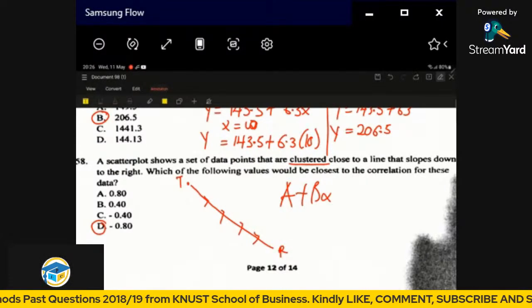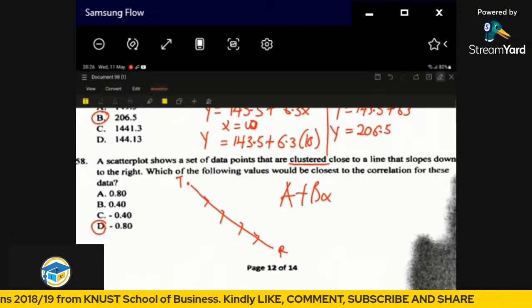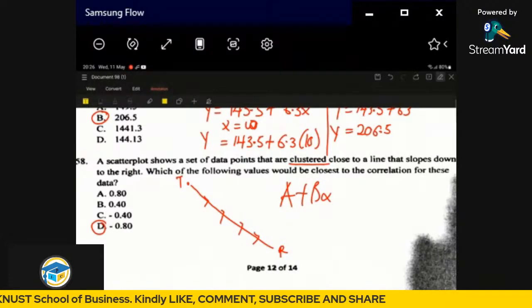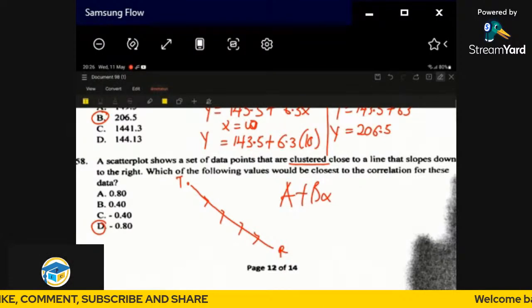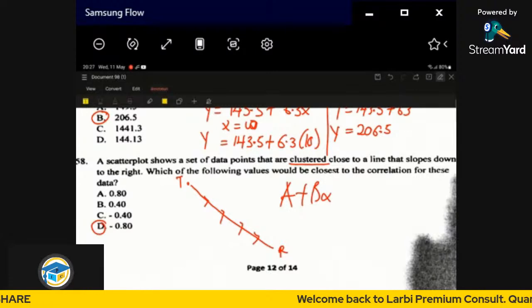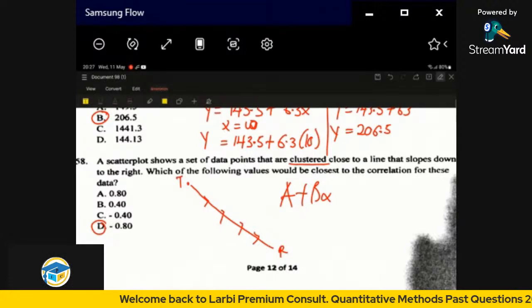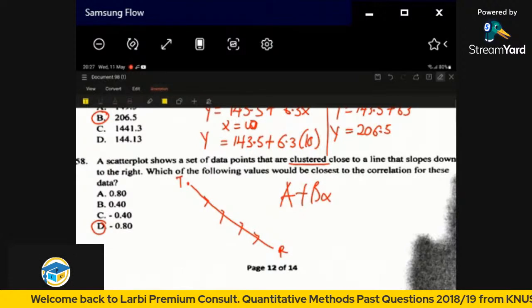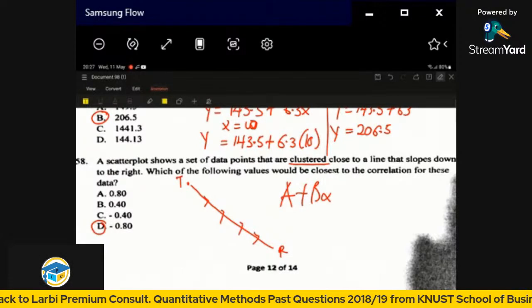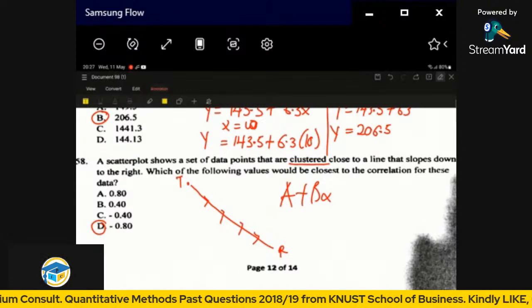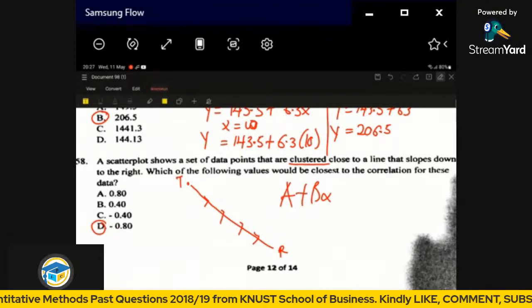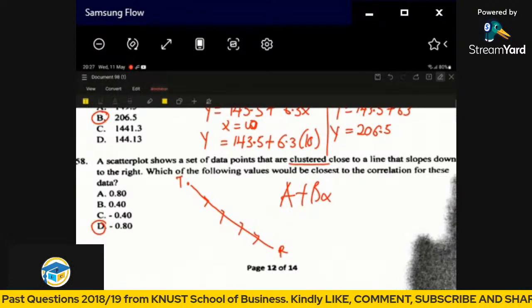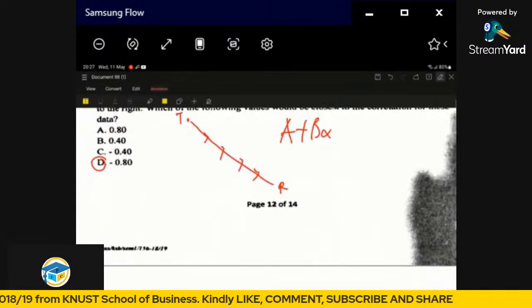It's saying that a scatter plot shows a set of data that are clustered close to a line that slopes down towards the right. So we are talking about the closest relationship, and you made that clear here: which of the values would be closer to that? That should be the strongest negative correlation as well, negative 0.80. So let's take note of that. So it's going to be option what? D, and this is a negative correlation.